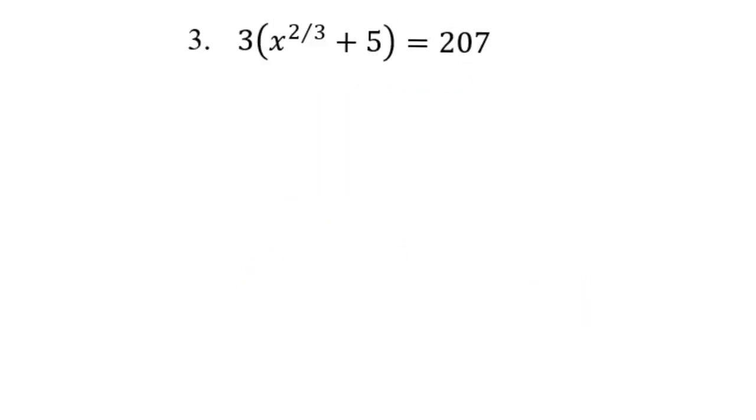Here we see that the 3 is being multiplied by everything. So we actually want to get rid of that first. And it's multiplying. So the opposite of multiplying is dividing. So we want to divide by 3 on both sides. x to the 2/3 plus 5 equals 69.